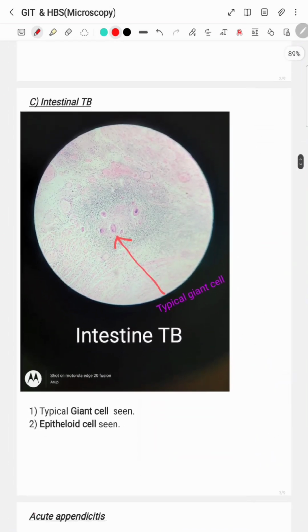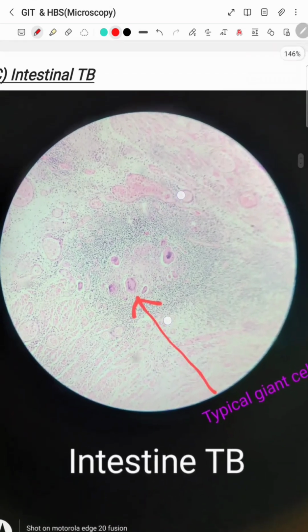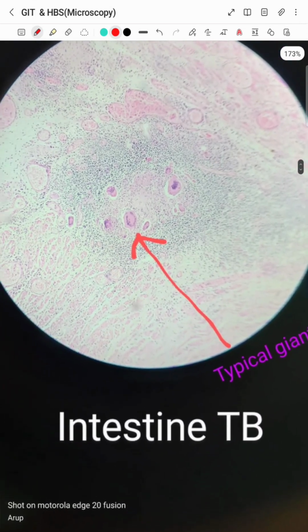Next we go to intestinal TB. In intestinal TB, there is granuloma formation. We can see the caseous necrosis also. So the main thing is the giant cell. Okay, it is the giant cell. You can see it is the Langhans giant cell. A typical Langhans giant cell has a U-shaped arranged nucleus, or the horseshoe-shaped arranged nucleus. So it is the Langhans giant cell.